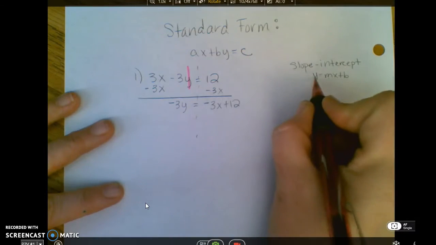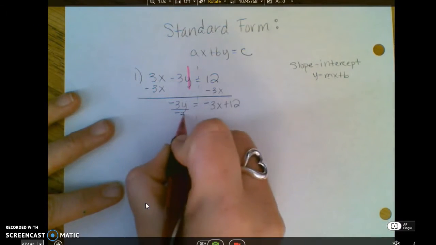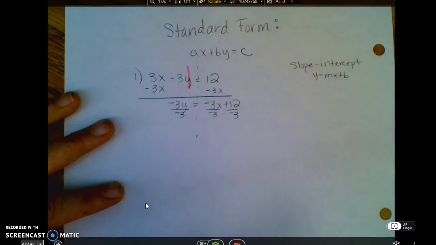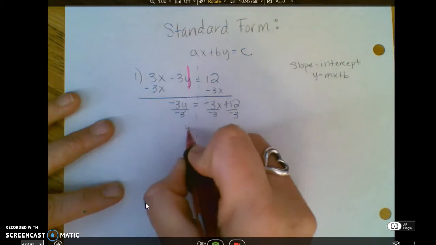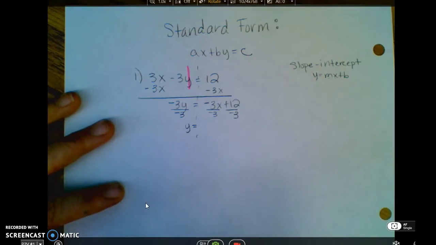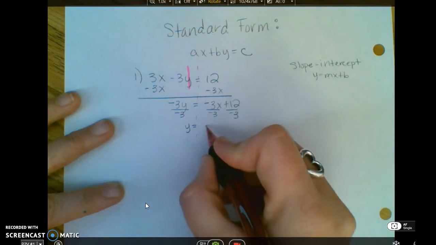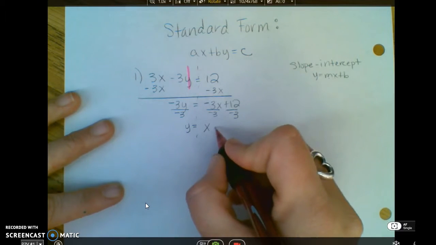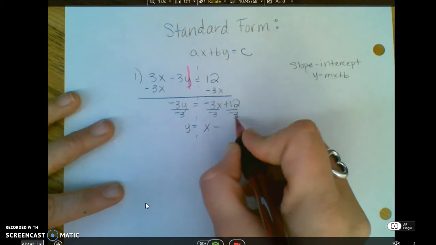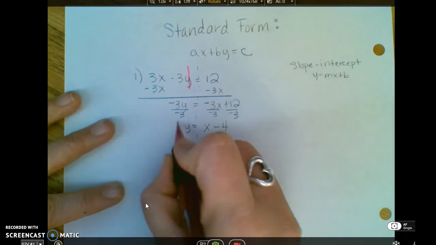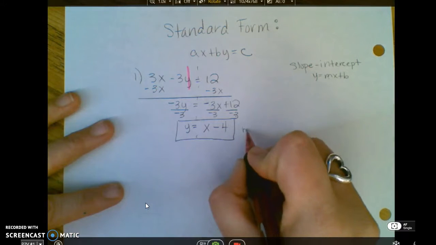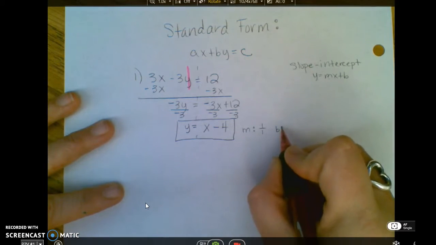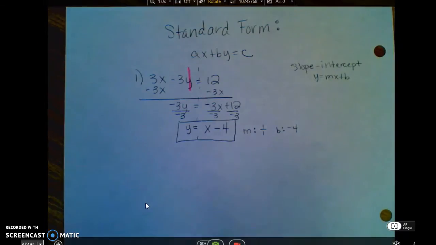Now, in order to get 1y, I have to divide by negative 3, but that has to happen to all of them. A negative divided by a negative is a positive. 3 divided by 3 is 1. So that is 1x minus, when I do this division, I get a negative 4. Use your calculator to check. Notice my slope is 1 over 1, and my b, my y-intercept, is negative 4.